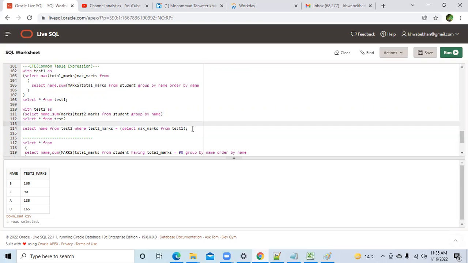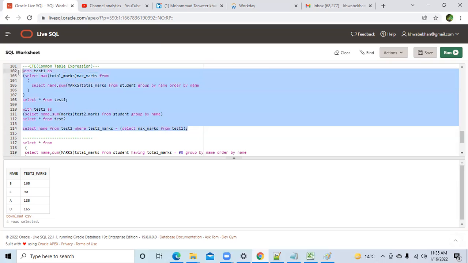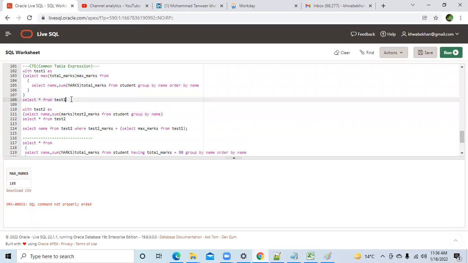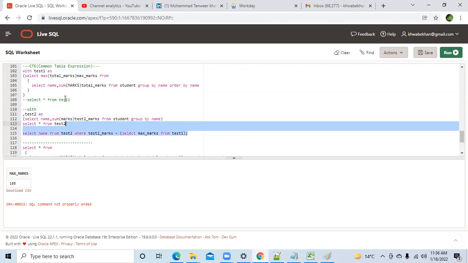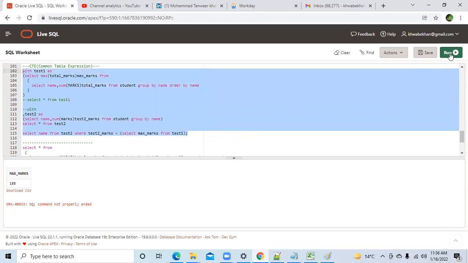From this query, I have used the concept of these buckets, test 2 and test 1. Now, if you execute this entire query, it will throw an error message. I will tell you why. Some error is coming, SQL command not properly ended. I will tell you everything, just hold on for a minute. I'm commenting this out too. I will tell you why, but don't concentrate on that. Right now, just look into the output.